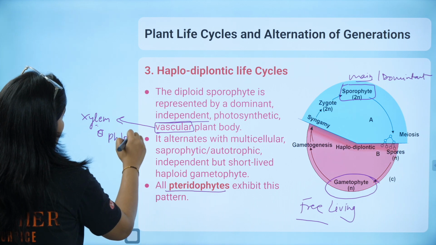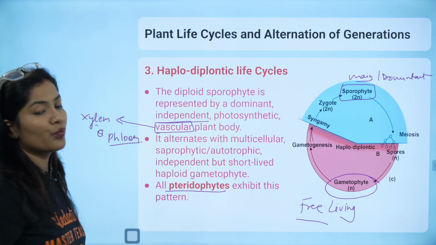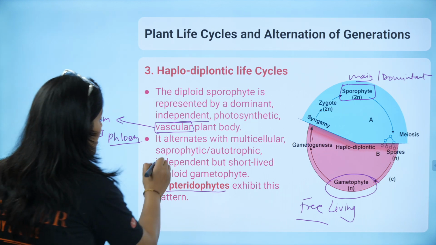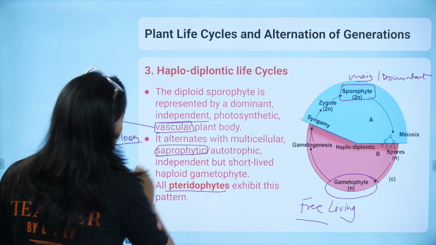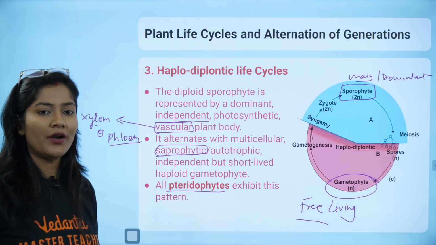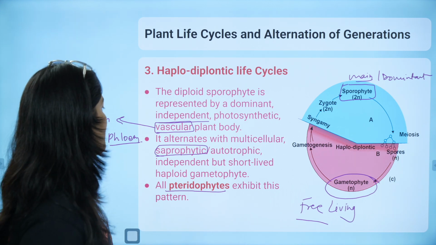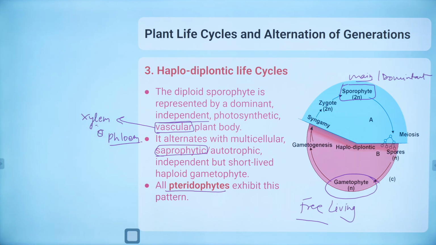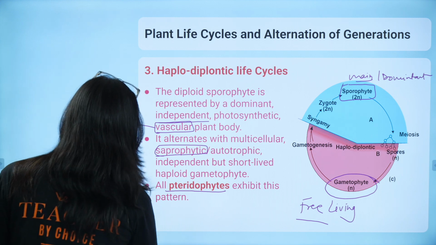Xylem and phloem are present in this plant, and along with this it alternates with the multicellular saprophytic, which means grows on dead and decaying matter, or autotrophic, independent, short-lived haploid gametophyte. So this kind of life cycle is represented by your pteridophytes.